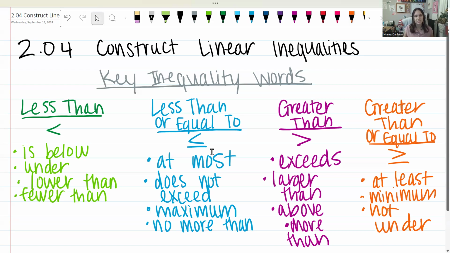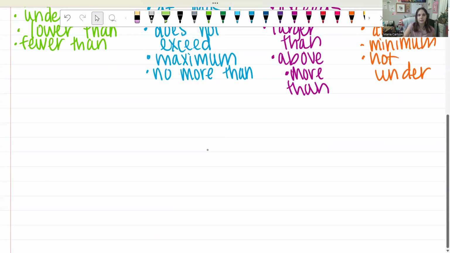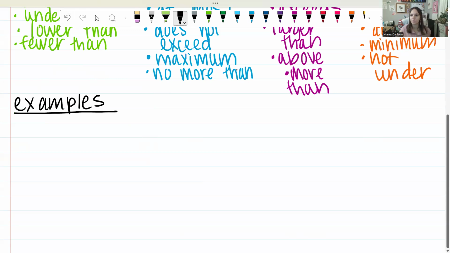All right, let's look at some examples constructing linear inequalities. And yes, I want you to write the problem down. You need to know what the numbers and everything that you are writing in your notes are talking about. So you need to write down the original problem before you do the work.